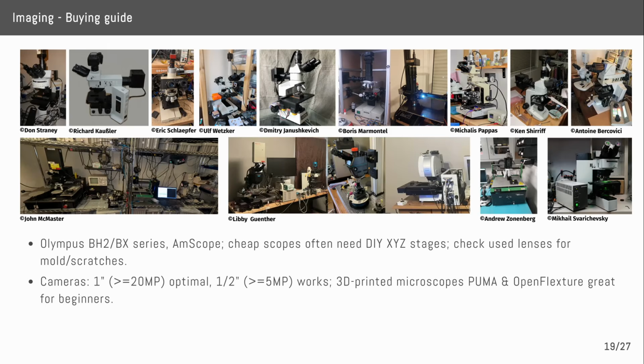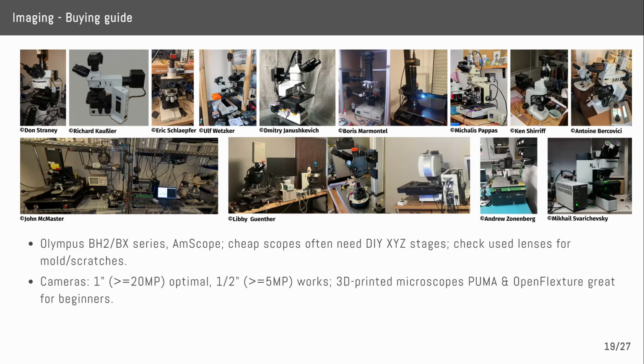So if you buy a cheaper microscope, it's definitely not automated. So it's for manually moving around the XY plane and also the Z stage. All the people who have these cheaper microscopes somehow automate it with some motors that you can see on some of these images.